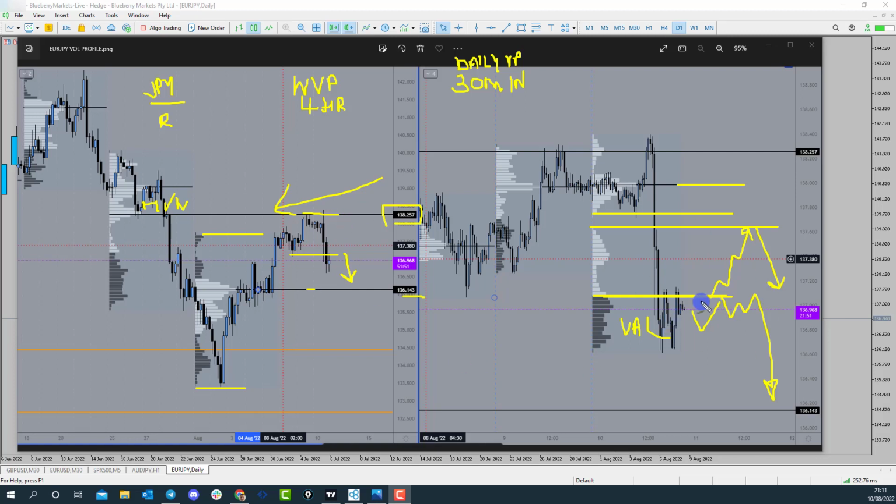Okay, so looking for some potential downside into this 136.14 on the weekly profile, looking to see if price will stay below the value area low for an opportunity to the downside.